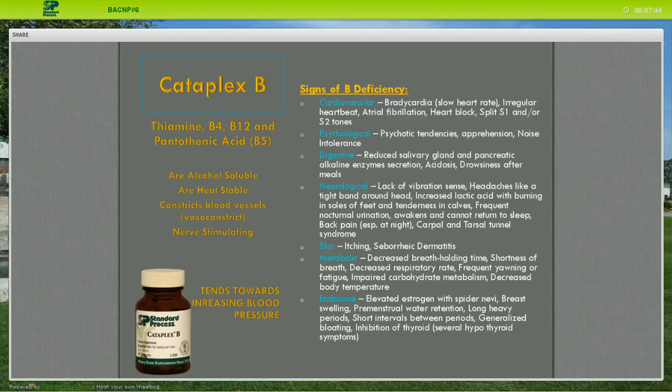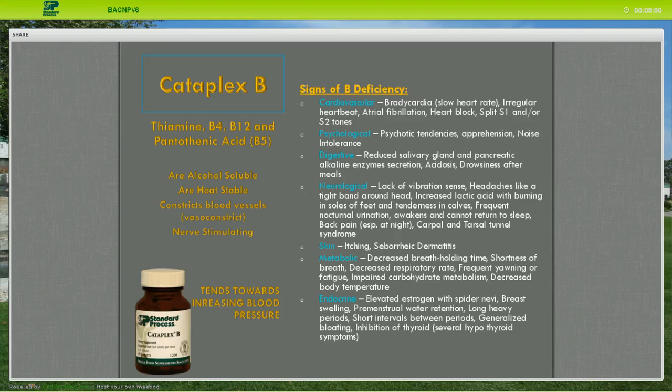So now let's start to look at this separation, what separates B and G. Let's start by looking at what we'll call the B vitamins. The B vitamins that are found in Cataplex B are predominantly thiamine, a vitamin called B4, B12, and pantothenic acid, which we'll label B5.